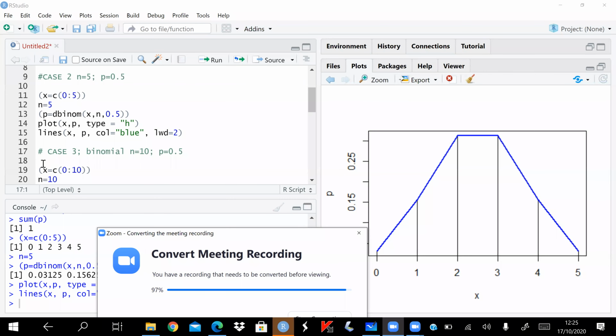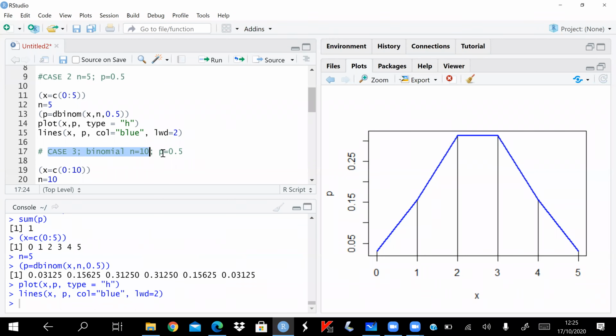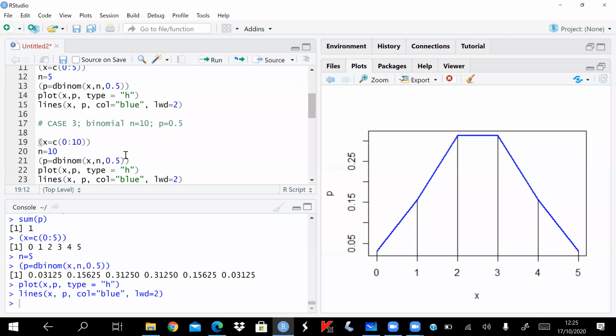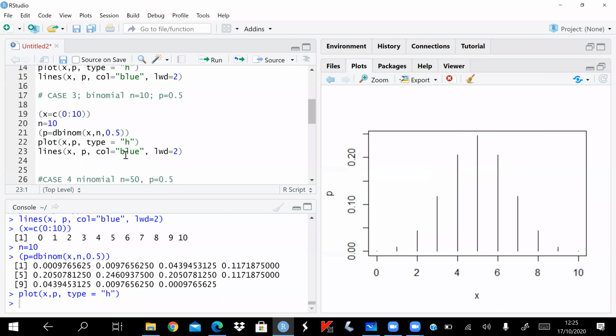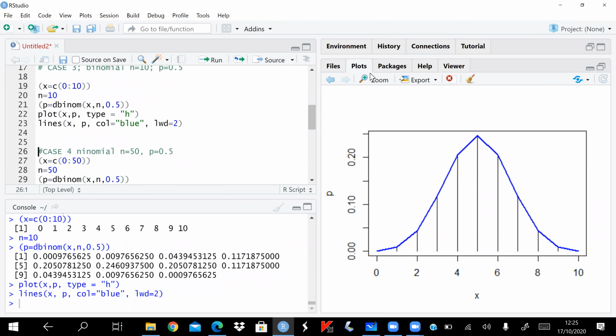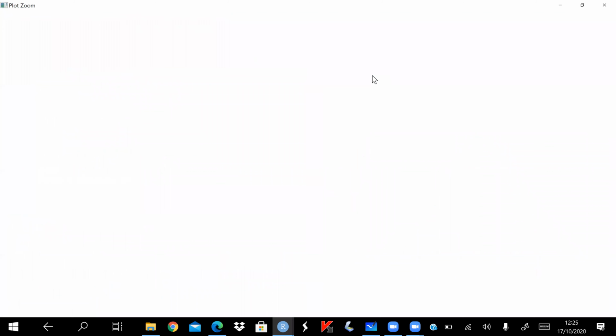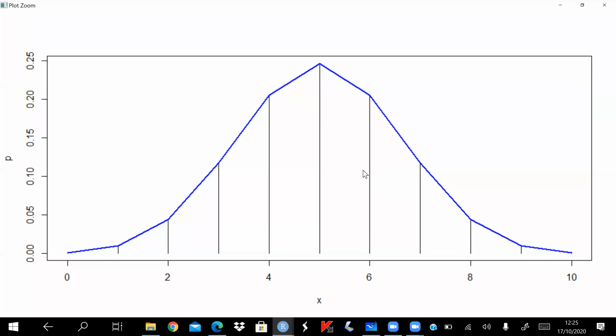So then the one that we did manually in class is case number 3. When you have 10 trials with p 0.5. So when you draw that graph, you have this kind of graph. This is a graph that we already have. This is the one that we did on the whiteboard.